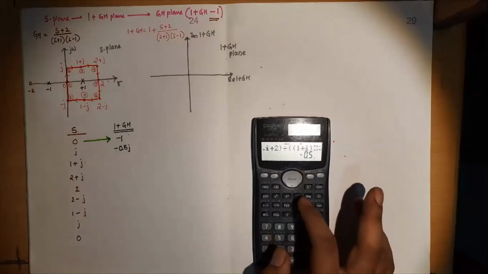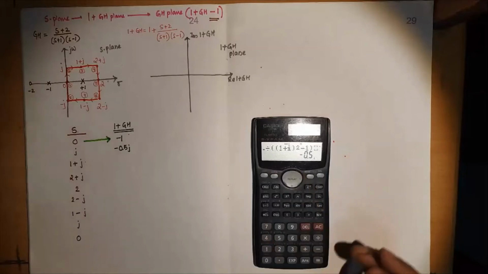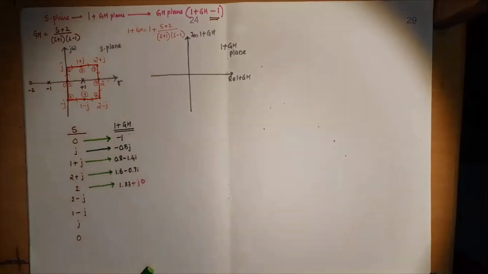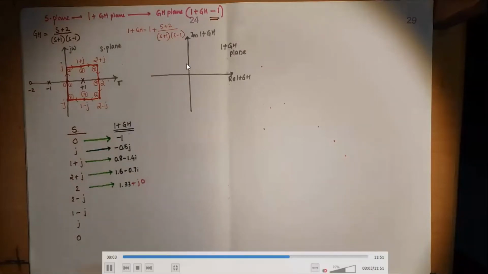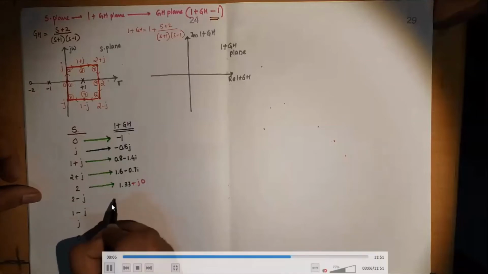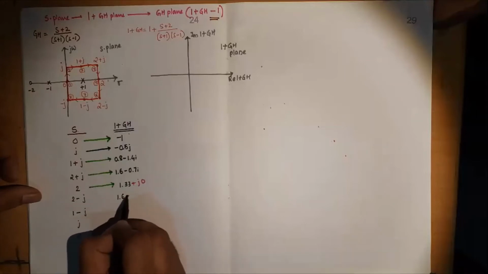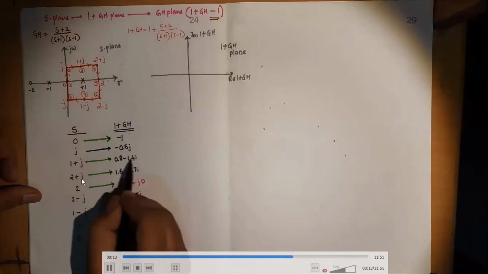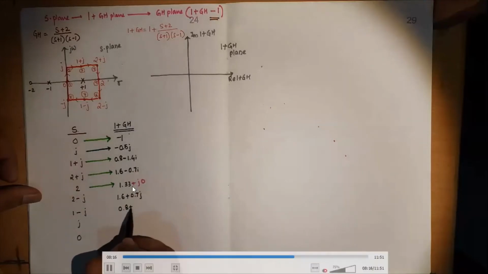So 1 plus J. Okay, so these are the values you will get. Like that, if you proceed for the remaining points, these are the values of 1 plus GH you can get. Then what about the substitution for 2 minus J? 2 minus J is the complex conjugate of this term, so obviously the mapped point will be the complex conjugate of this point. So the remaining points I can write easily in terms of complex conjugates.